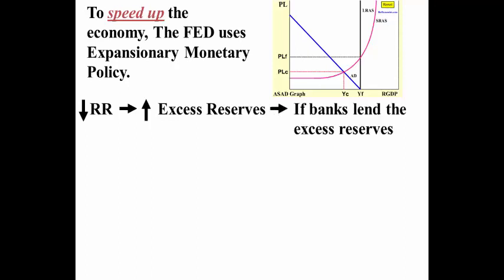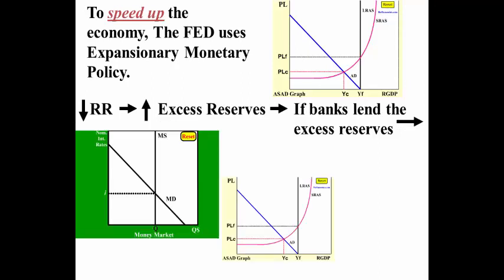If banks now lend these excess reserves, then what will happen is the money supply will increase. An increase in the money supply is a shift to the right. Notice that when the money supply shifts to the right, the nominal interest rate goes down. As the nominal interest rates go down, real interest rates have a propensity to follow nominal interest rates.